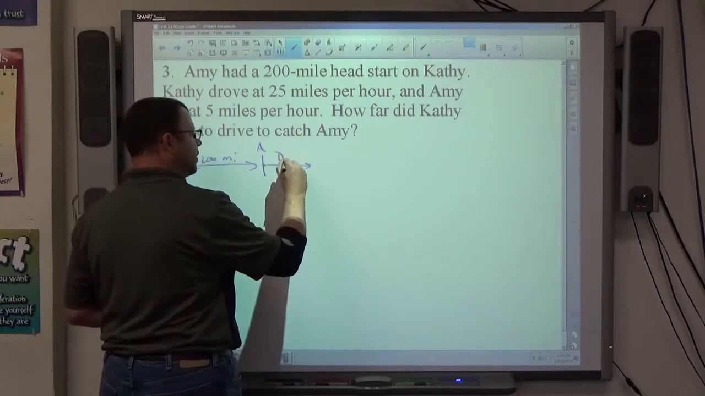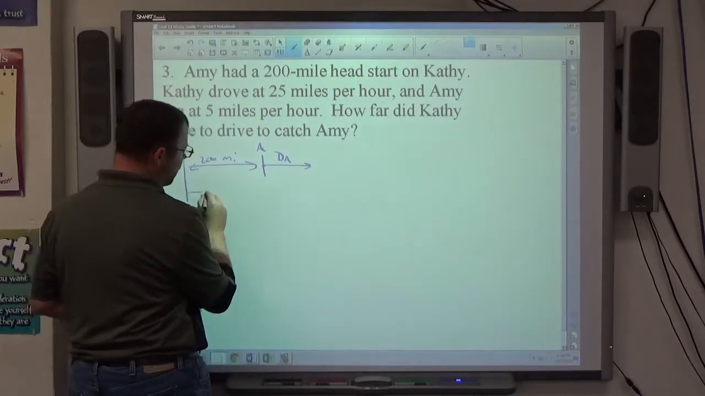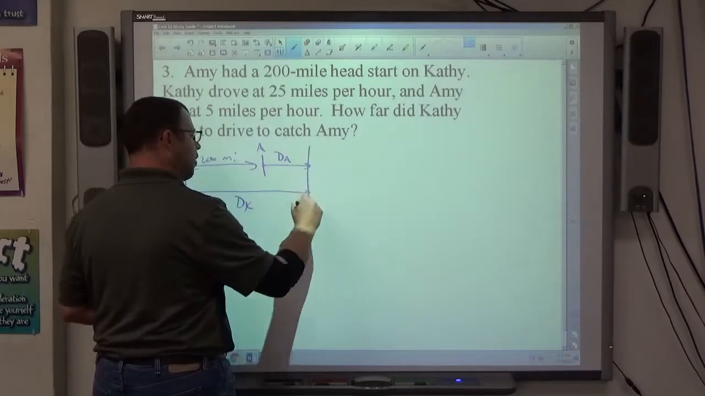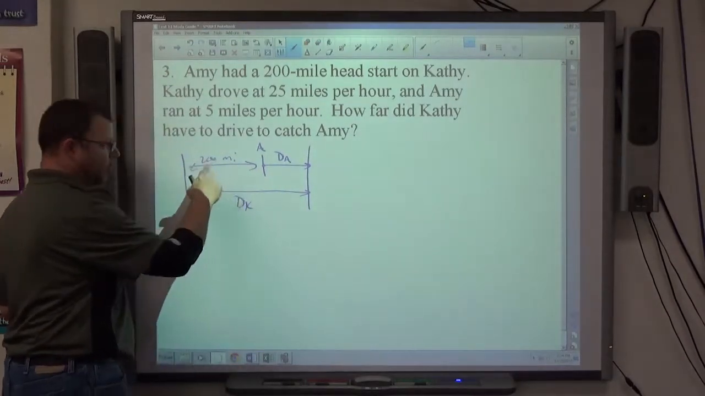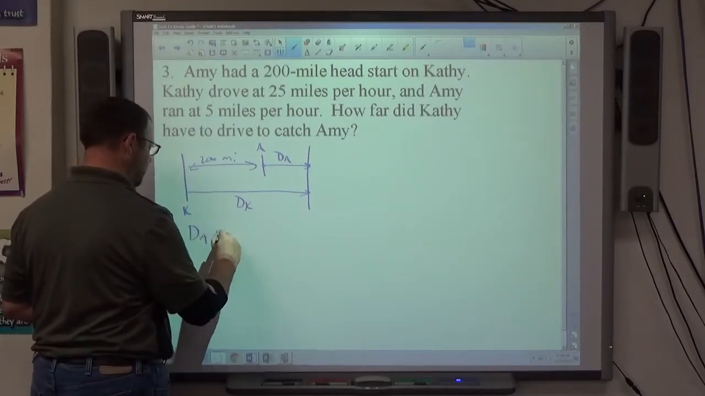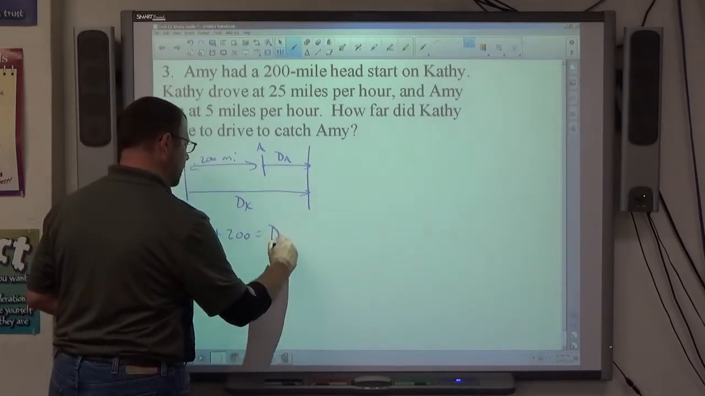and she goes some distance that we don't know. Kathy is driving towards Amy. She's going some distance. We also don't know that distance. Altogether, Kathy went 200 plus Amy's distance. So d sub A plus 200 is equal to d sub K.